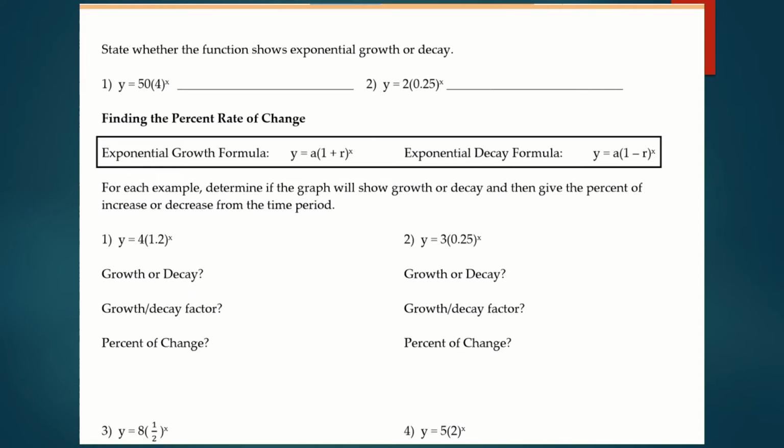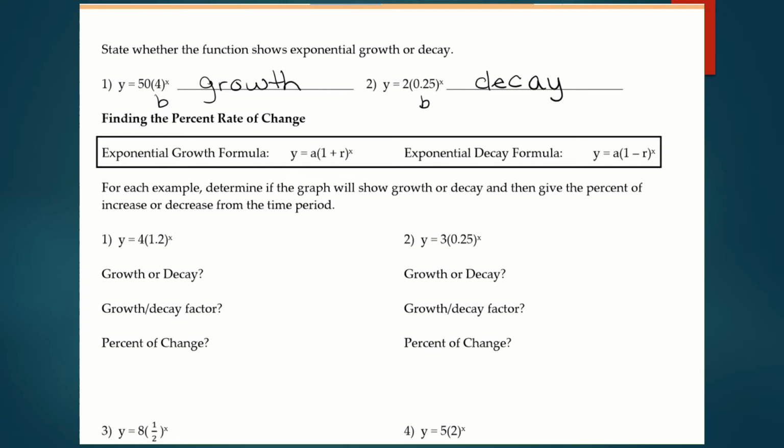All right, so looking at our first equation, y equals 50 times 4 raised to the power of x, I can see that my b value is 4, which means I have an exponential growth because my b value is greater than 1. If I look at number 2, I get y equals 2 times 0.25 raised to the power of x. I can see that my b value is 0.25. Seeing that b is between 0 and 1, this is going to give me an exponential decay. As my x values increase, my y values are going to decrease.